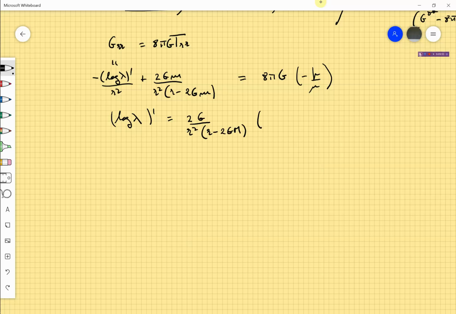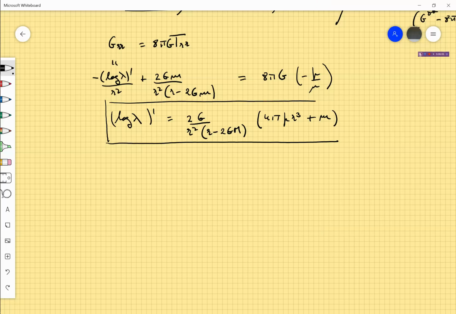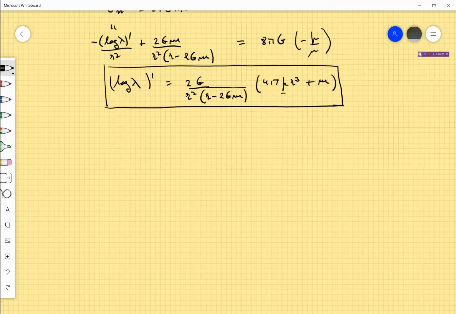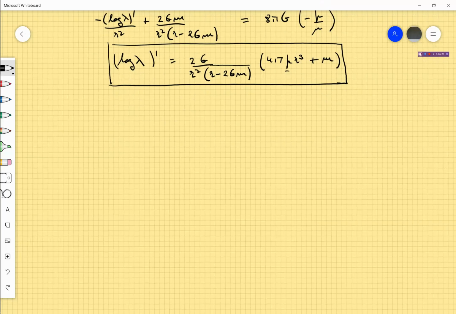We have this 4πr³p + m. This is an equation that we would use later, because if we know the mass function, distinguishing between the mass function and the total mass, plus the pressure, then we can find lambda by integrating this, which is essentially trivial.